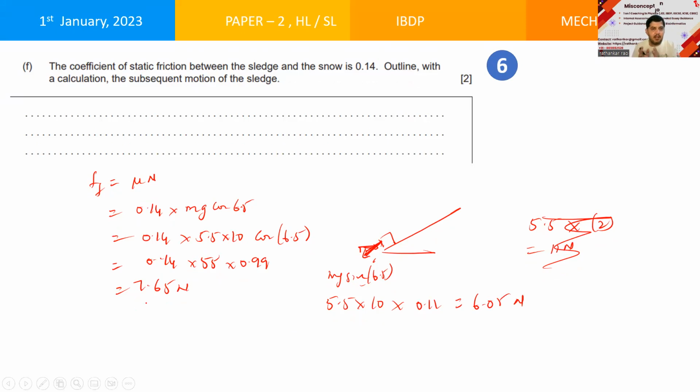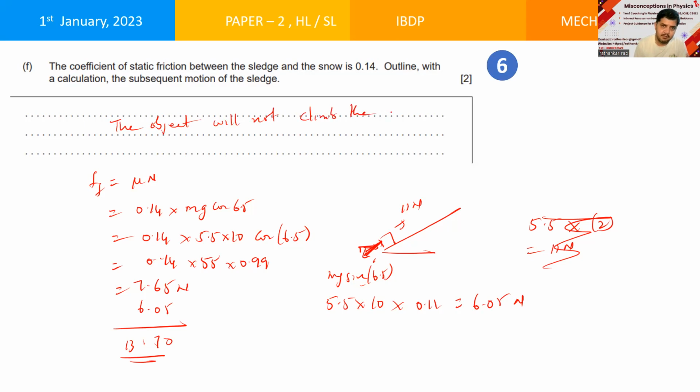Now if I add 6.05 here, 13.7 Newton is the total force acting on the object. But the upward force, m into a, is just 11 Newton. So when the pulling force is larger than the pushing force, the object doesn't have the ability to climb up. As a result, the object will not go upwards. So you have to write the whole calculation and mention that the object will not climb the incline. But I have climbed, see.